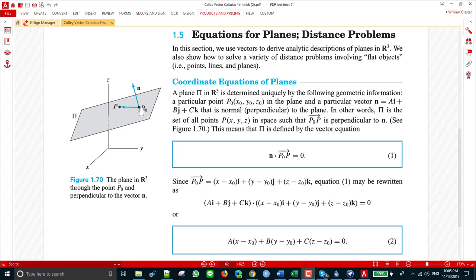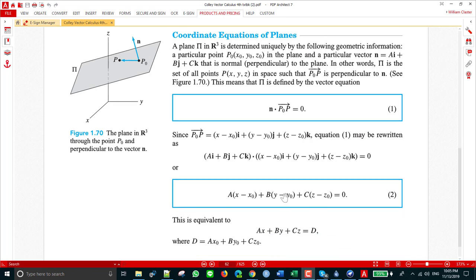And they denote it by capital Pi. So, what's the equation of this plane? Well, this is one way to write it, and this is a vector equation of it, because this is a vector and this is also a vector. And then we can go from here, we can get this. So this is another way to write the equation of a plane.